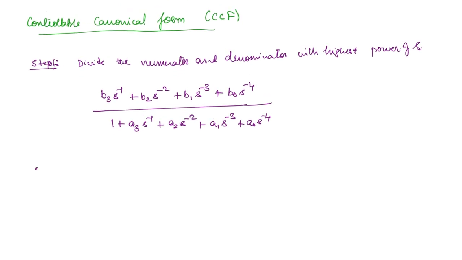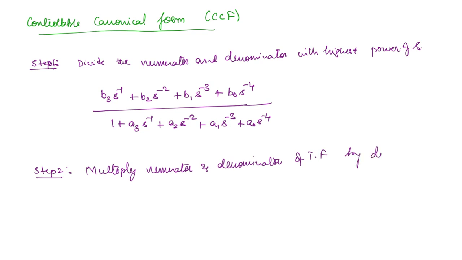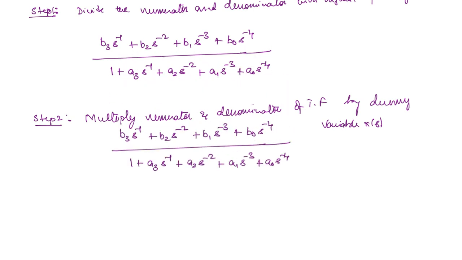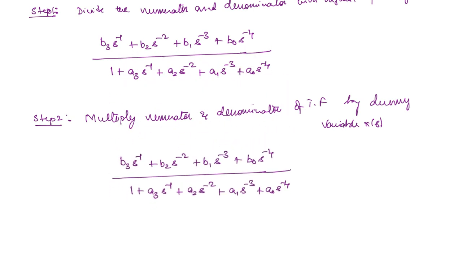The next step is to take a dummy variable or a dummy polynomial, and multiply it to the numerator as well as the denominator. So multiply the numerator and denominator of the transfer function by a dummy function or dummy variable X of s. Then what are you going to get here? The same function, just that now you have X of s multiplied to the numerator as well as the denominator.